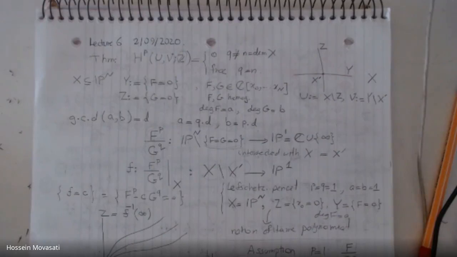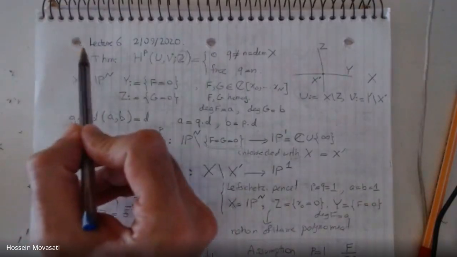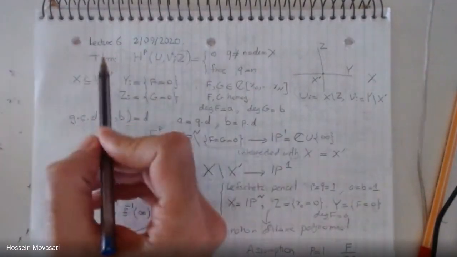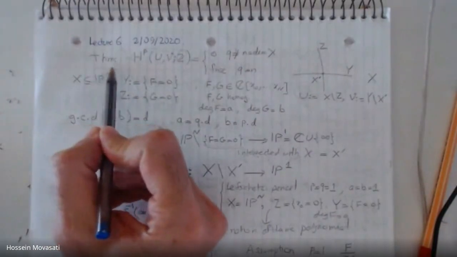Hello everybody. Today I forgot to press the record button, and so this lecture 6 is just a reproduction of what I told today during the class. So the lecture 6 is about the proof of our main theorem in topology.